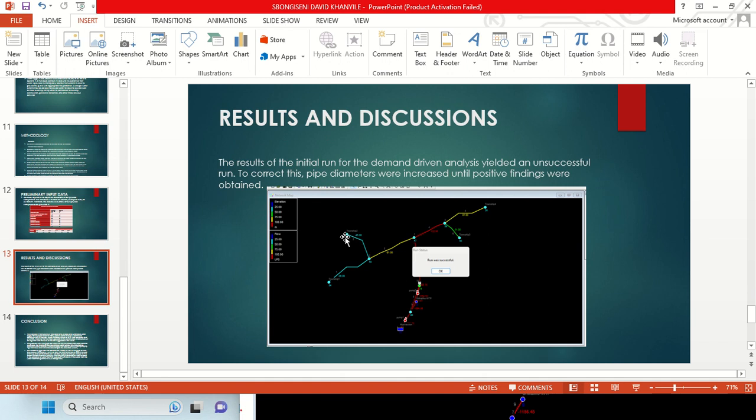Now we're going to look at the results and discussions. The initial run of the demand-driven analysis was unsuccessful, and to correct this, the pipe diameters were increased until positive findings were obtained. For example, the lecturer gave us an initial pipe diameter of 300 millimeters, and we had to increase this until the run was successful. The details of the velocity and base demands are laid out in the report.